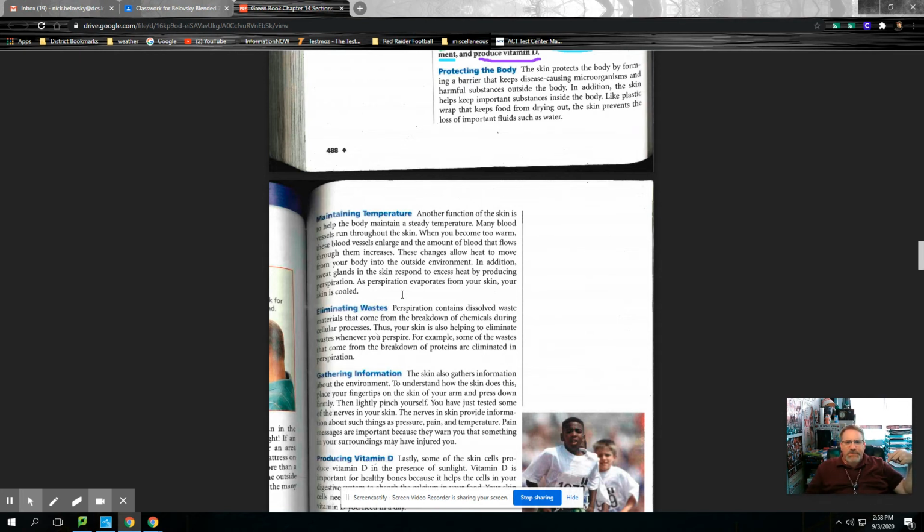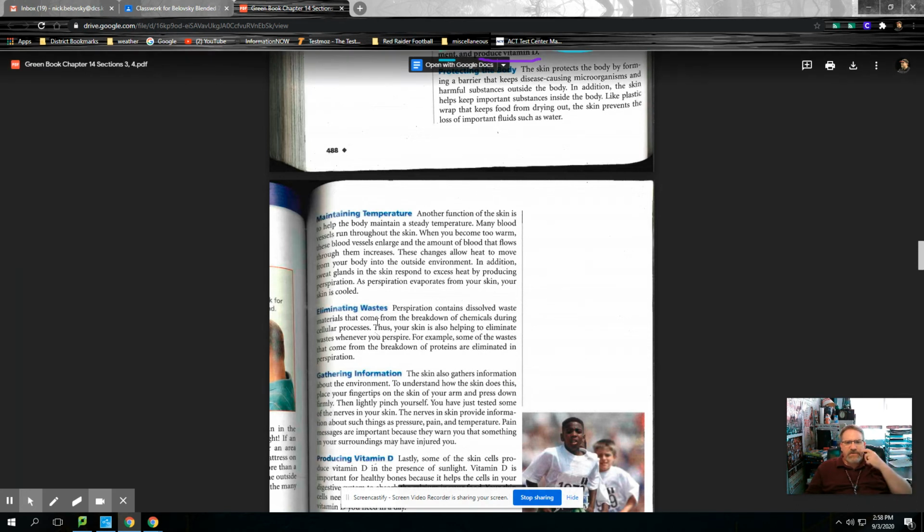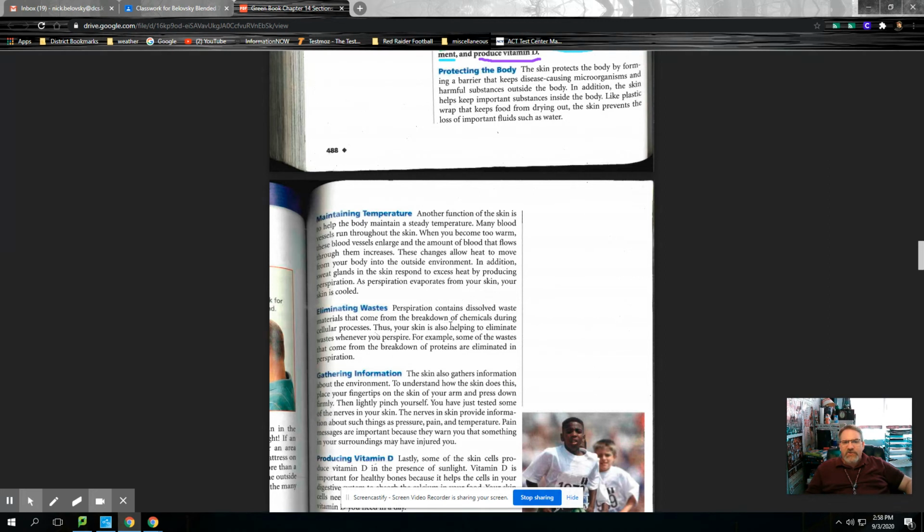And if you look right here, it says perspiration contains dissolved waste materials that come from the breakdown of chemicals during the cellular processes. Thus, your skin is also helping to eliminate waste whenever you perspire. Some of the same things that are in urine are in your sweat as well. That's why when you wear clothes that you don't wash and they start to stink, they smell like a dirty bathroom that hasn't been cleaned really well, like a gas station on the side of the road somewhere.